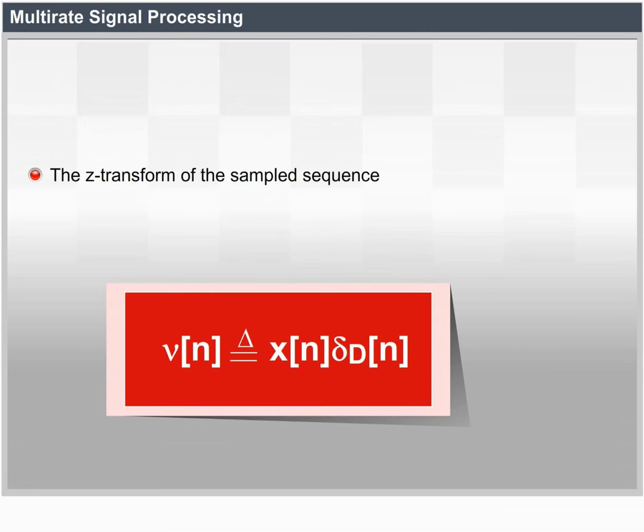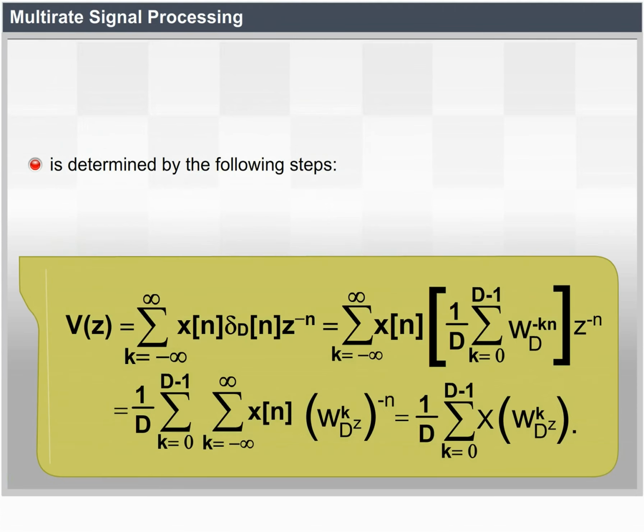V(z) = Σ x(n)δ_D(n)z^{−n} = Σ x(n)(1/D)Σ_{k=0}^{D−1} W_D^{−kn} z^{−n} = (1/D) Σ_{k=0}^{D−1} Σ x(n)(W_D^k z)^{−n} = (1/D) Σ_{k=0}^{D−1} X(W_D^k z).